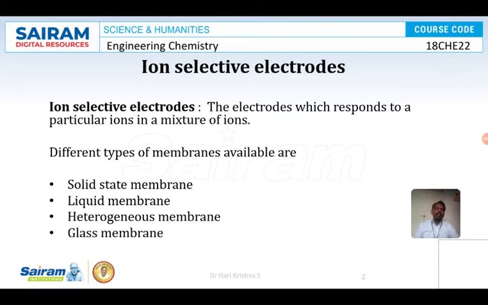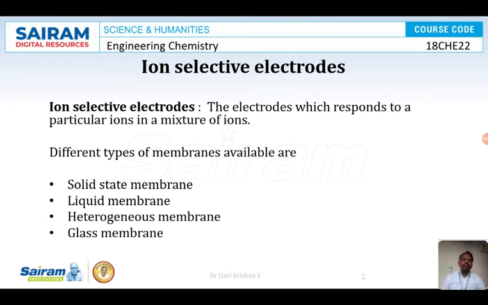As the name indicates, ion selective means this is specifically designed for a specific ion. So ion selective electrodes are a type of electrode where the electrode potential responds to, or depends upon, the concentration of only a specific type of ion when dipped in a solution containing a mixture of ions.